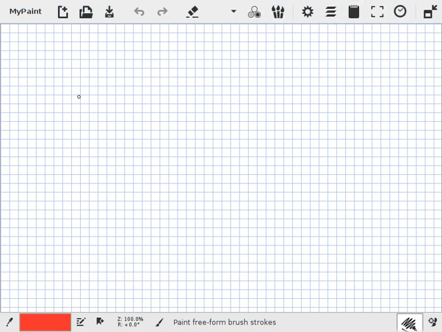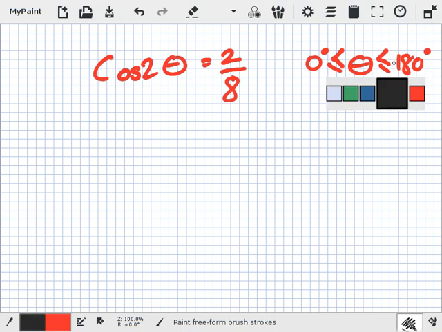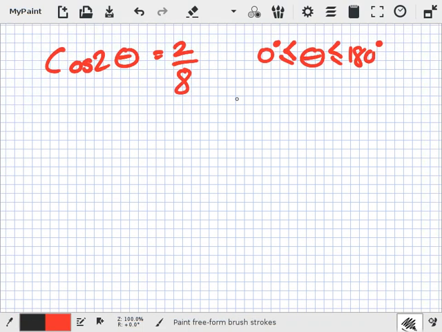Alright, let's have a look at how to do this one. I'll just write it down. Cos 2 theta equals 2 over 8, and theta is between 0 and 180 degrees. Okay?